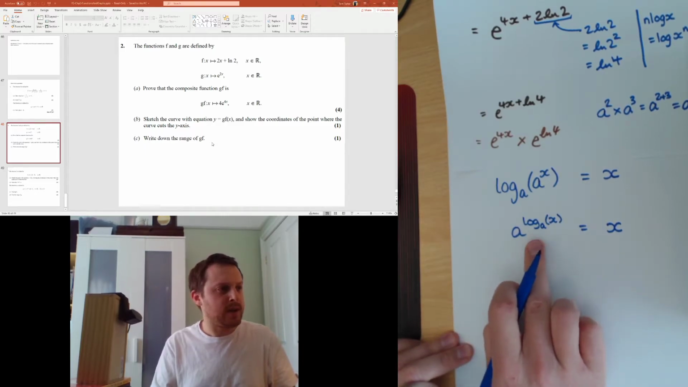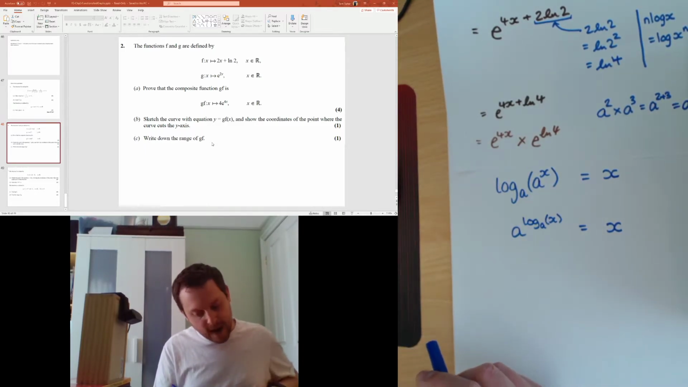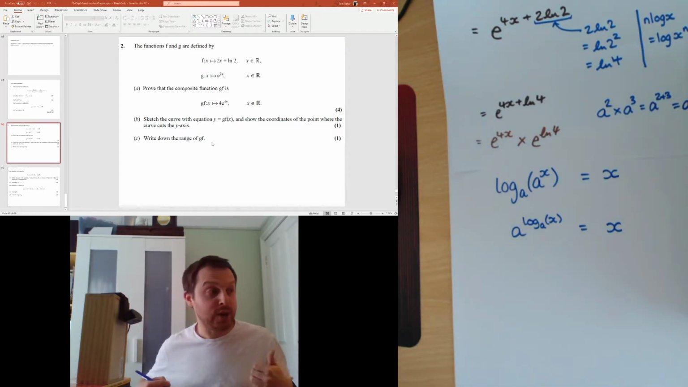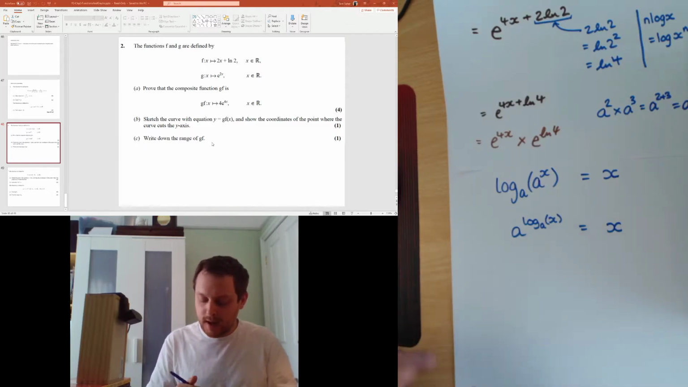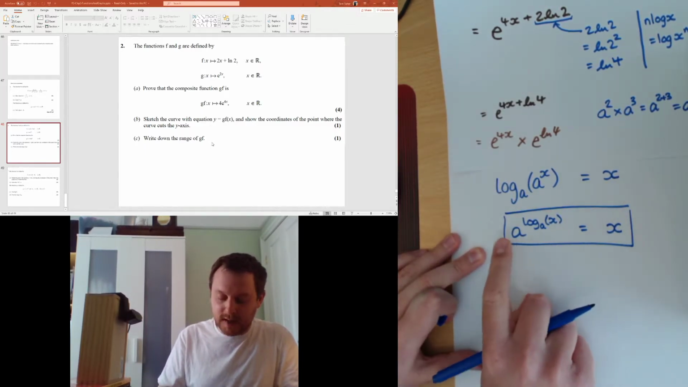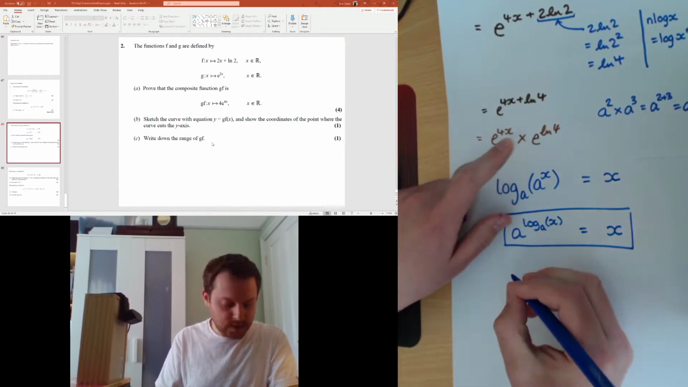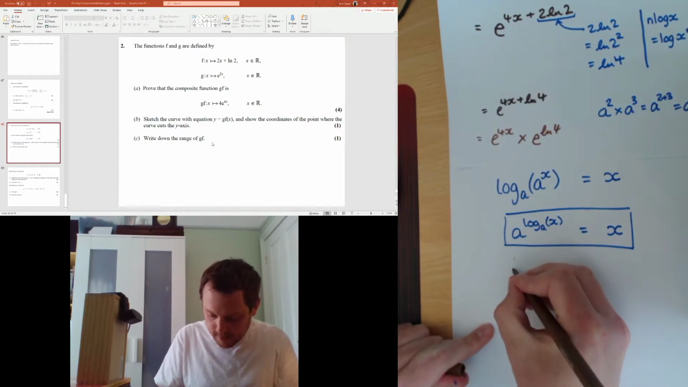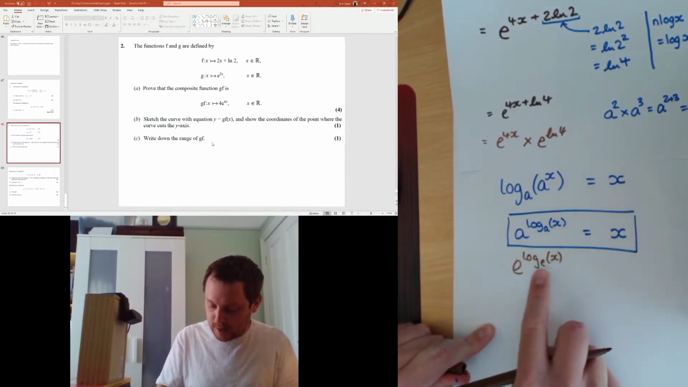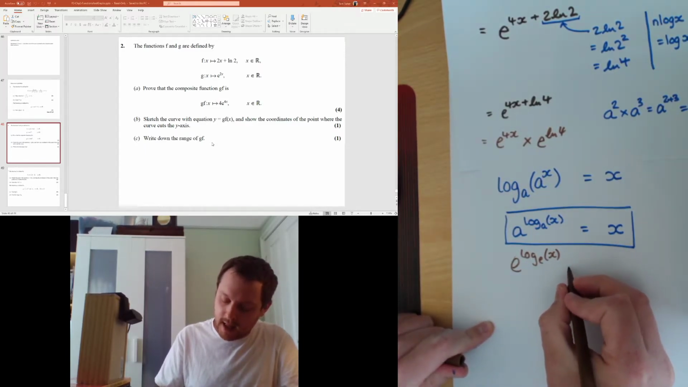Now you could try this out on a calculator. If on a calculator you do 5 to the power of log base 5 of 17, you should get 17. Now this is what we're going to be using, because instead of a, it's e. This is like saying e to the log base e of x, but log base e, we have a special way of writing that. It's an ln, isn't it?